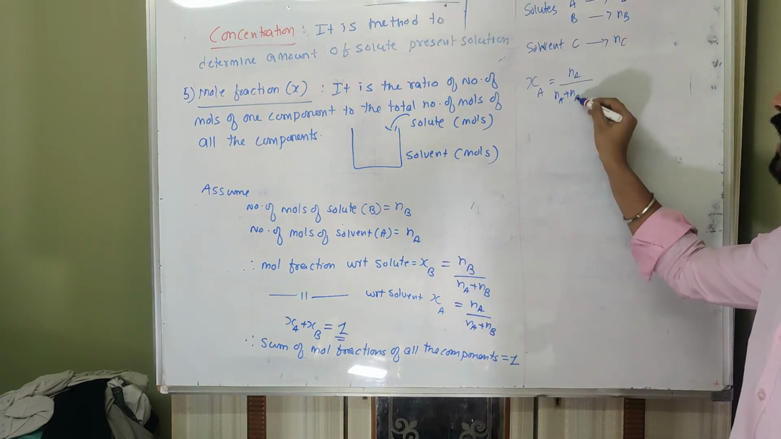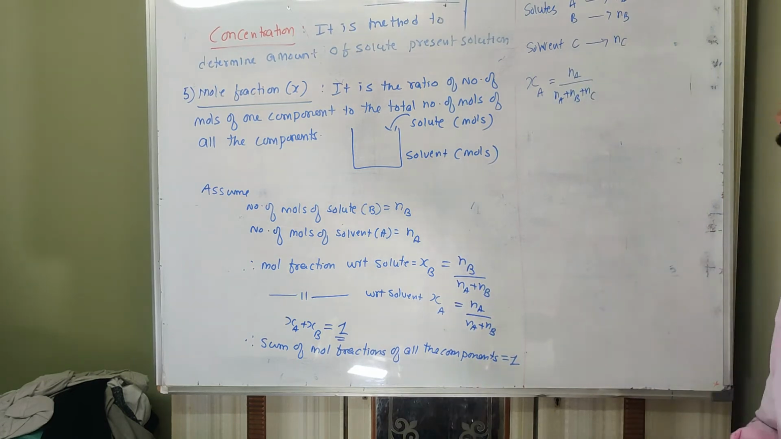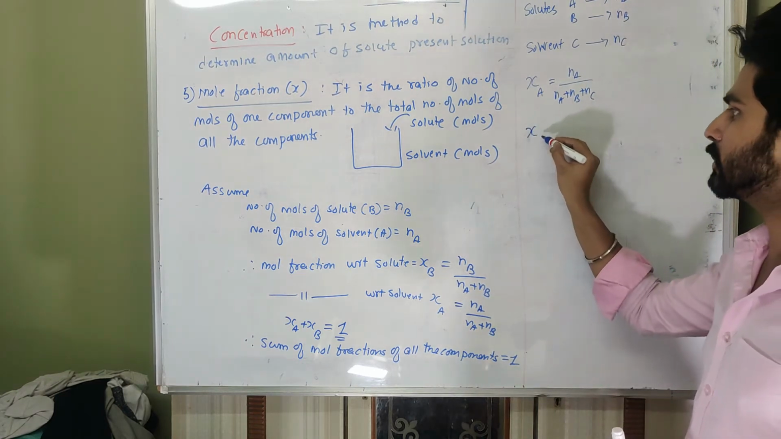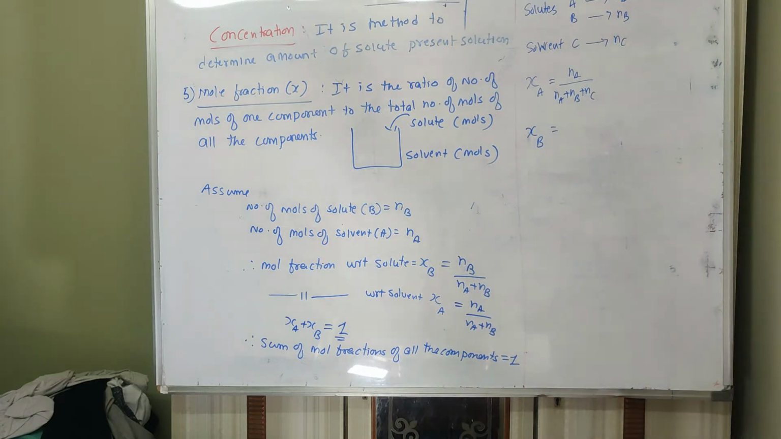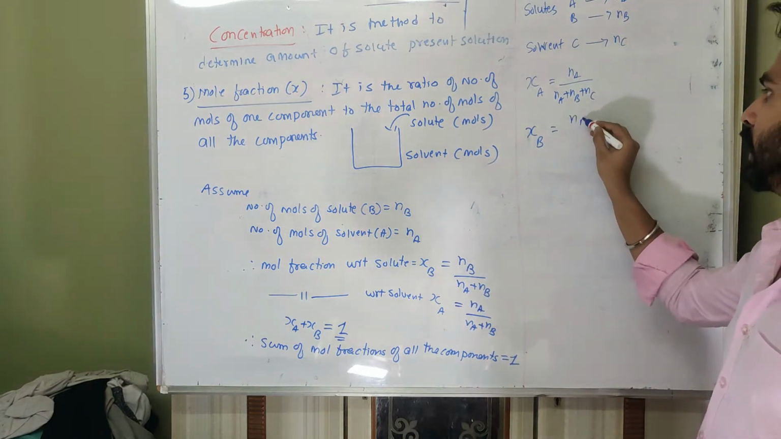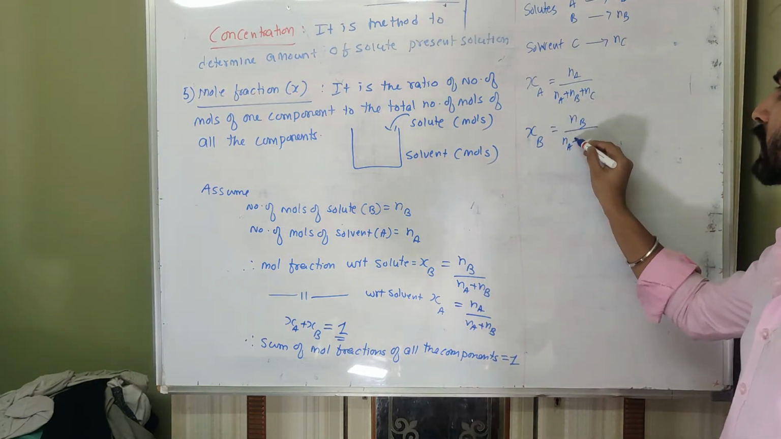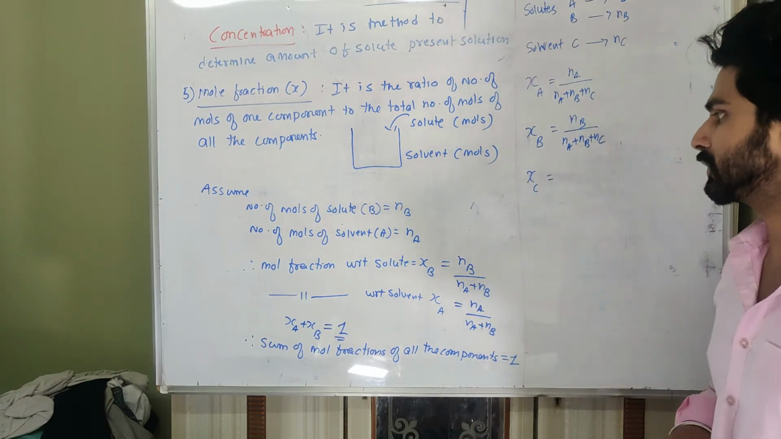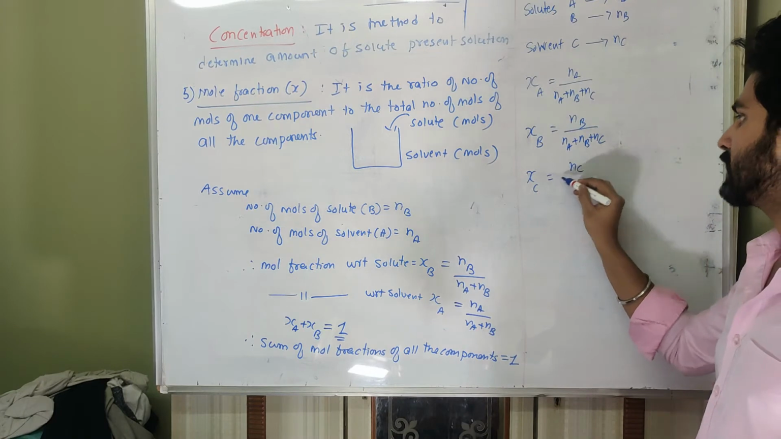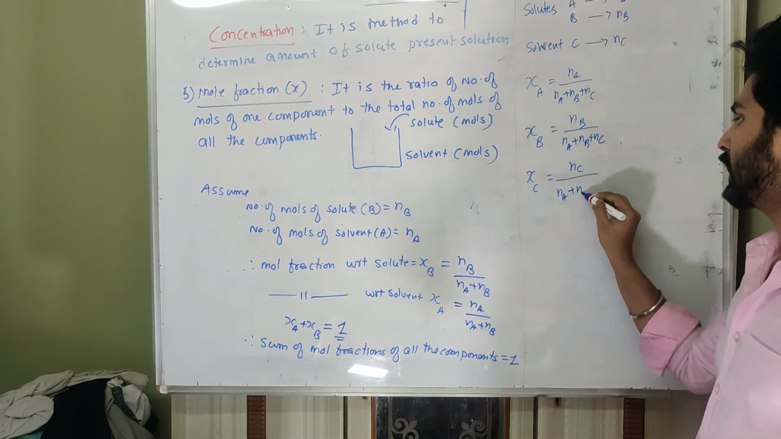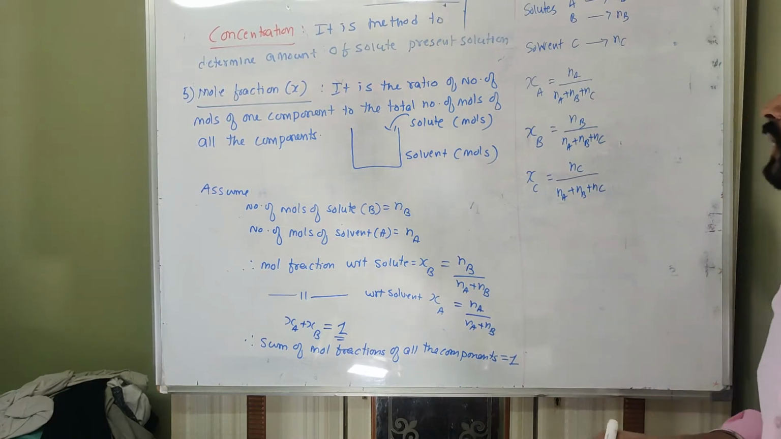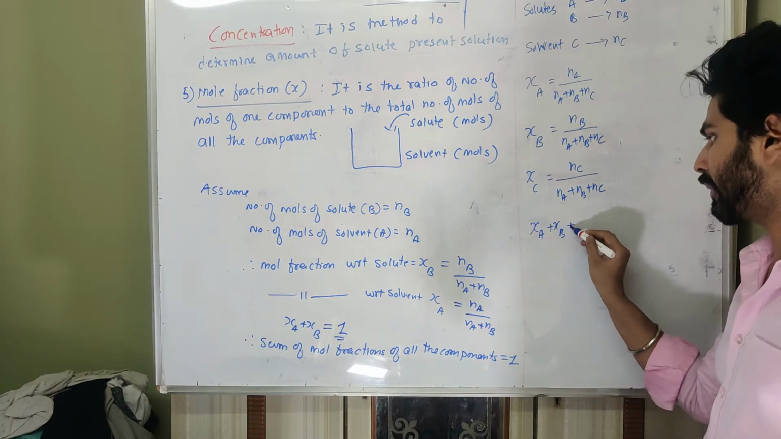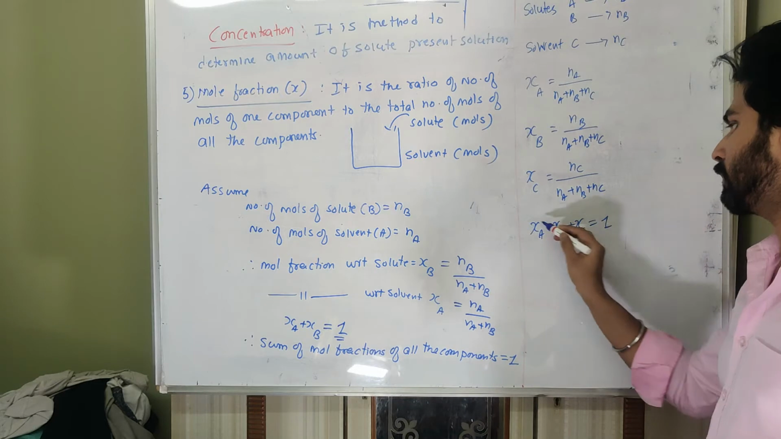I need to add the moles of all the components. Since now there are 3 components, I need to add like this. Here also I can write mole fraction with respect to B, then it is Xb equal to Nb divided by Na plus Nb plus Nc. I can also write mole fraction with respect to C, then it will be Nc upon Na plus Nb plus Nc. Now if I add here, I cannot add simply Xa and Xb, I need to add Xc also, then only it will become 1.